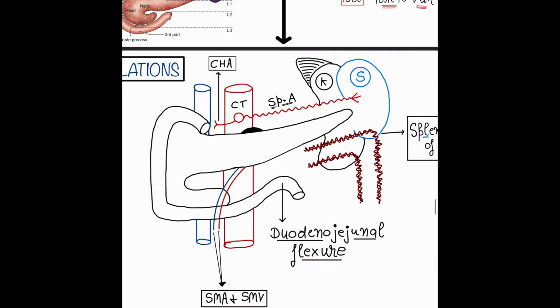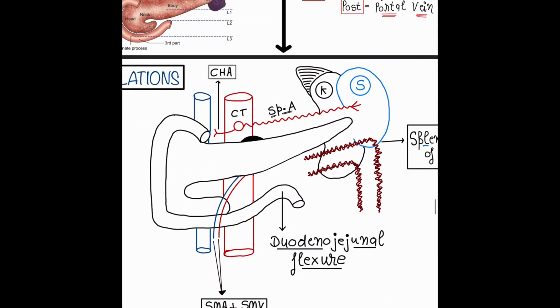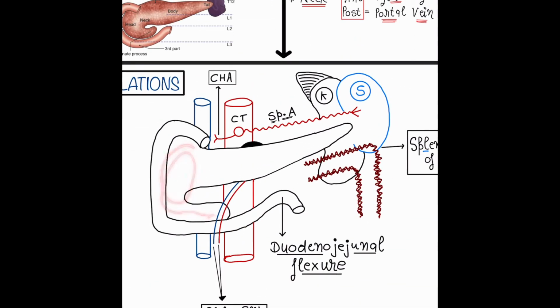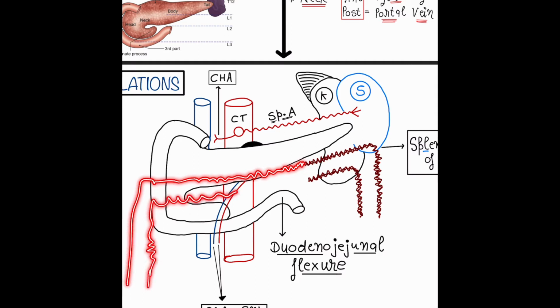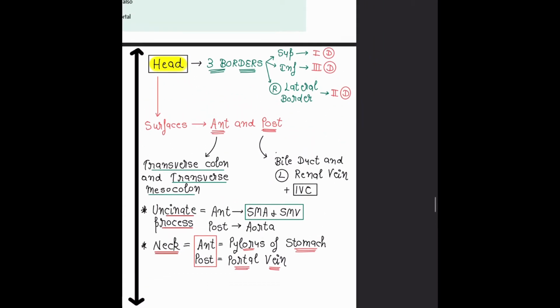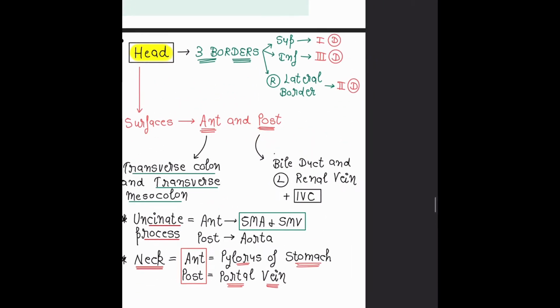Now if you see here, this is the head of the pancreas, this region along with the uncinate process, and here I've drawn the colon. So if you just extend it till here, okay, this is how the colon will be present. Now the head of the pancreas, the anterior surface is related to the transverse colon and transverse mesocolon, and in the posterior relation we will have the bile duct, the left renal vein, and of course what's the major vein on the posterior side, the inferior vena cava.